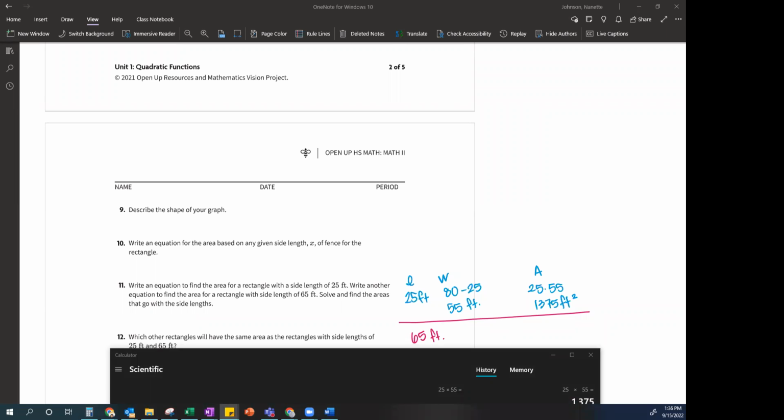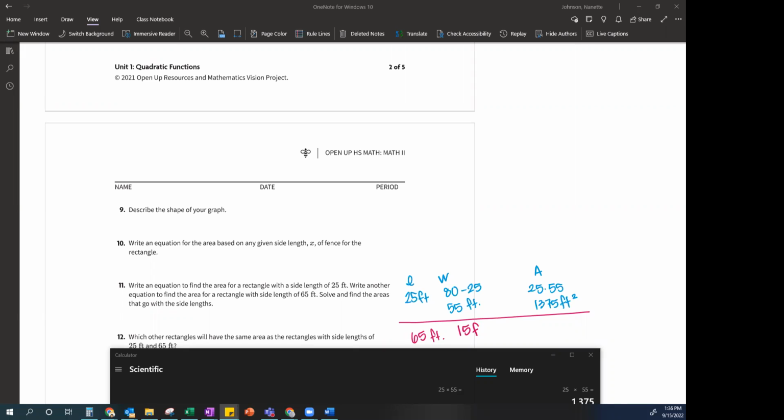Anybody? Come on, y'all. What would you do? Yes, very good. Very, very good. Actually, 15. It would be 15, right? It would be 15 because 85 minus 65 is 15, right?